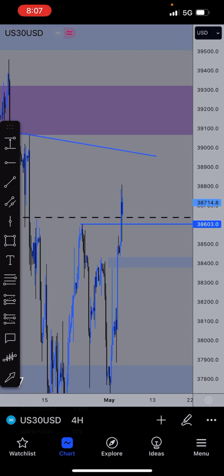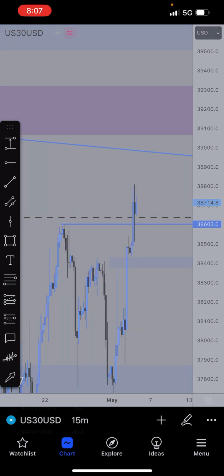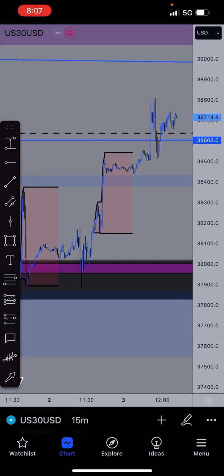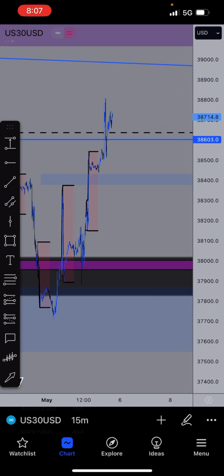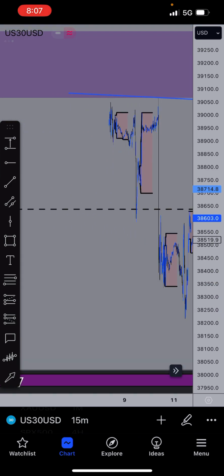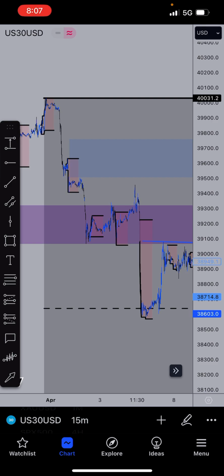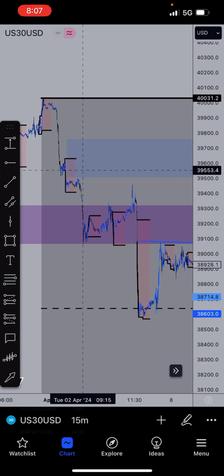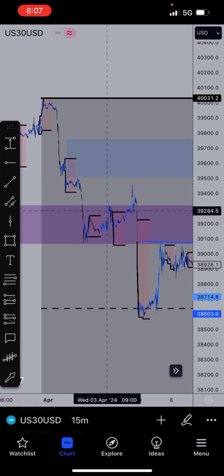If we go down to the 15 minute, what I like to do on the 15 minute, right, within the range of this month, the only thing I'm noting are the central bank dealers ranges of this month.